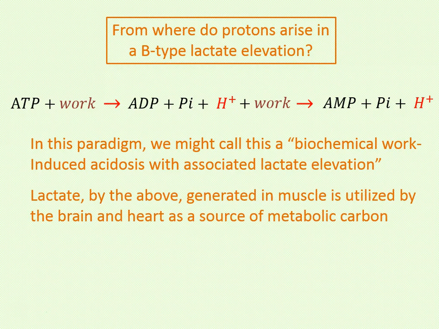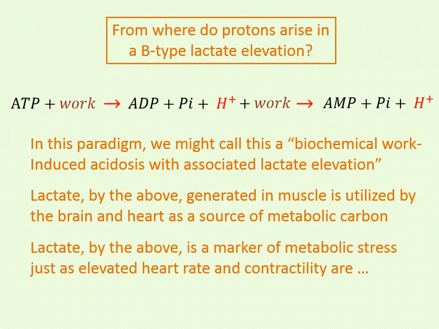And by the above, lactate-generated muscle is utilized by the brain and heart as a source of metabolic carbon. And there's good data to show that during times of stress, the brain actually, kind of the way it does with ketone bodies, turns to lactate as a source of energy. There's also fascinating data that shows that the heart turns to lactate during times of stress, and lactate on the heart can actually increase contractility, and lactate can increase cardiac output. So lactate is probably actually an adaptive stress response and a very important molecule in terms of carbon shuttling around the body during times of stress.